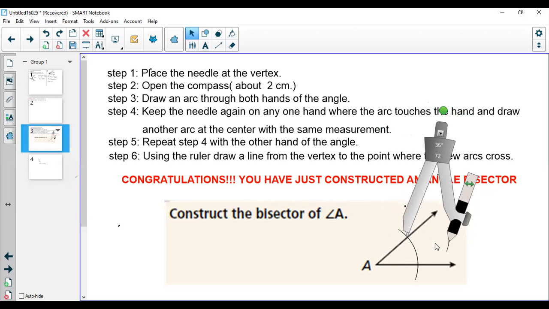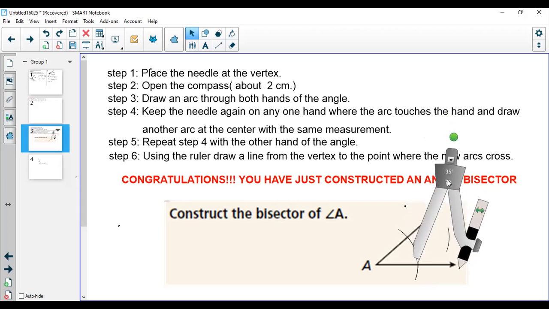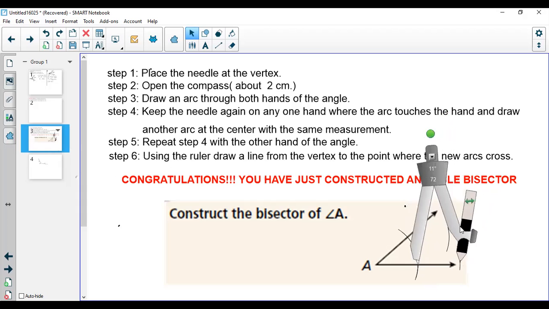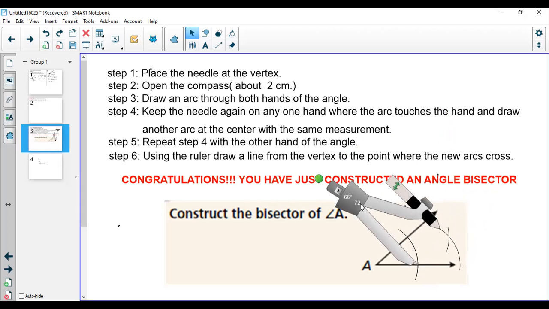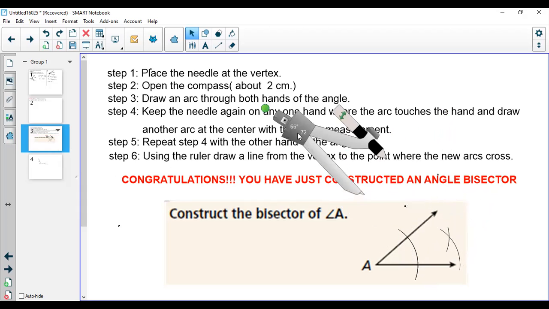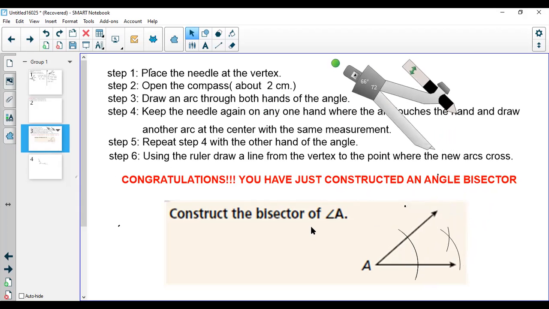What do you do? With the same length with which you drew this arc, you will keep the needle on one hand of the angle and draw another arc. The same you will repeat for the other hand of the angle too. So you check this point where the arc is cutting the hand. From that point, again, you will draw another arc like that. So the work with your compass is done. Just draw the arcs, but they should cross each other. Both the arcs should cross each other.